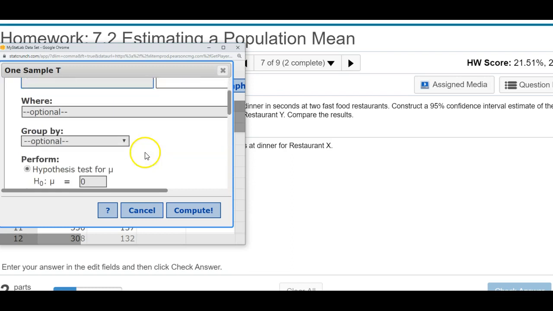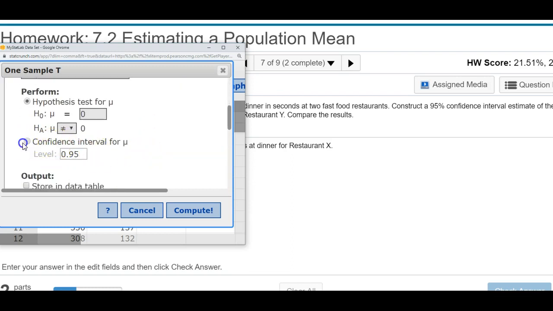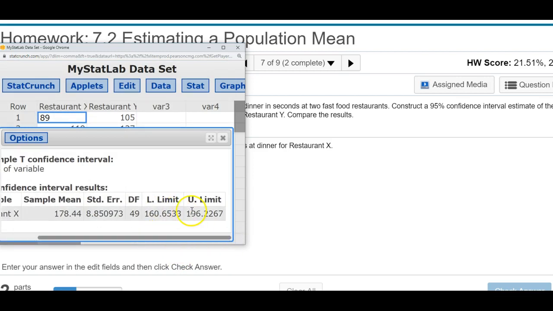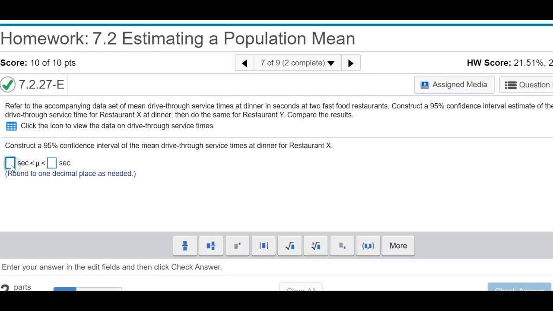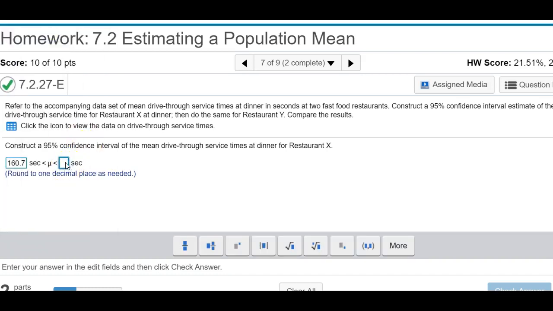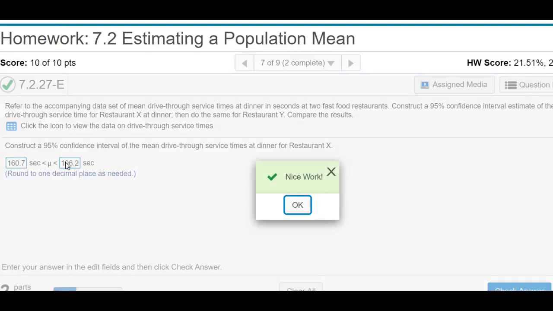If I look at X, I'm going to scroll down to the confidence interval for the specific problem, and this specific problem is 0.95. It might be 90% or 80% or 99%. So you need to change that accordingly and compute. And that's going to tell us the lower limit and upper limit. So round one decimal. So here the lower limit is 160.7. And the upper limit was 196.2. And I can check that.